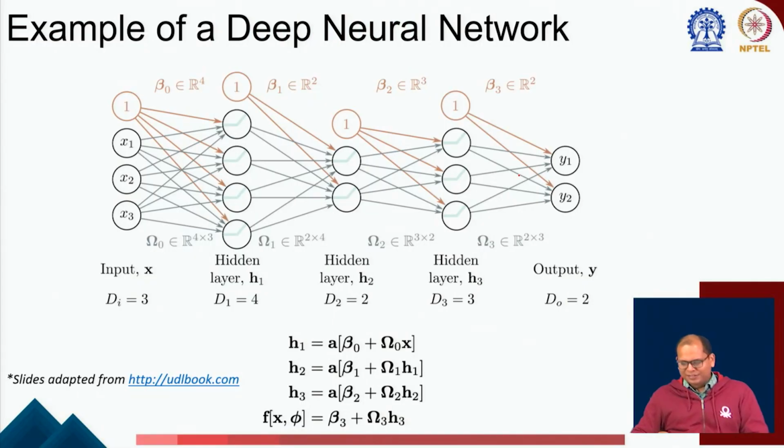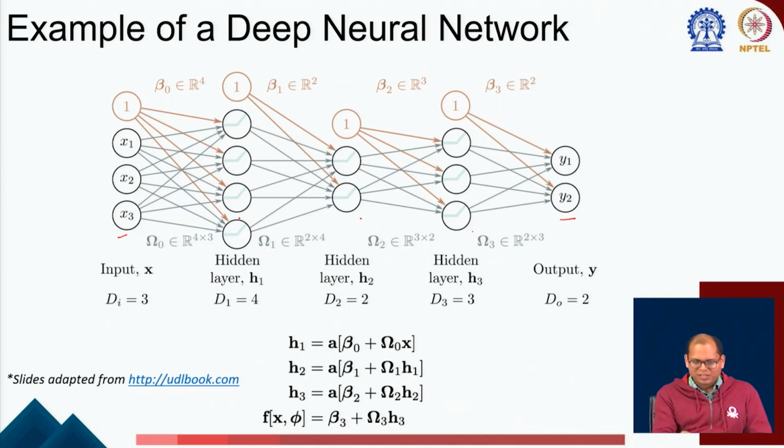You will now find this particular picture familiar. This is an example of a deep neural network, and it is very similar to what we had seen in the last lecture. You have 3 input dimensions, 2 output dimensions, and then you have 3 layers with 4, 2 and 3 neurons each, and you can compute the number of parameters that you need.